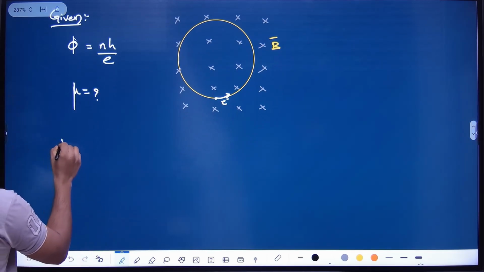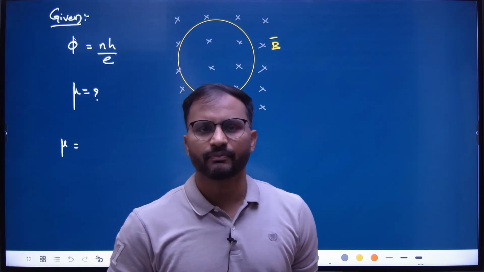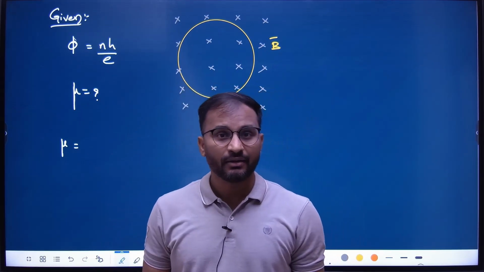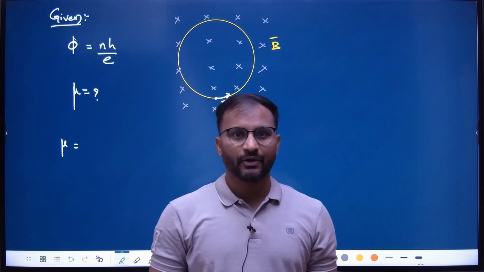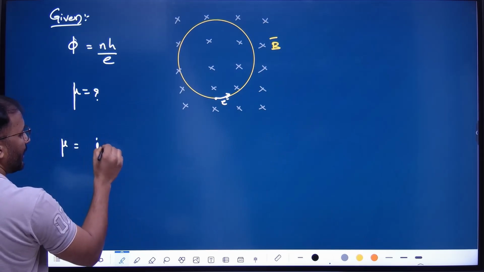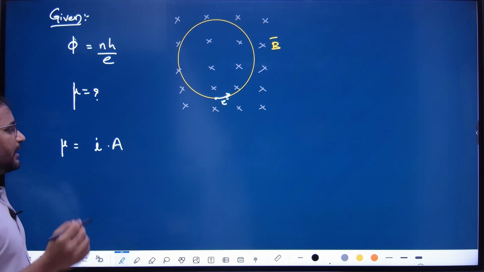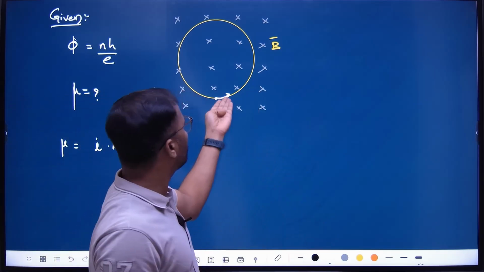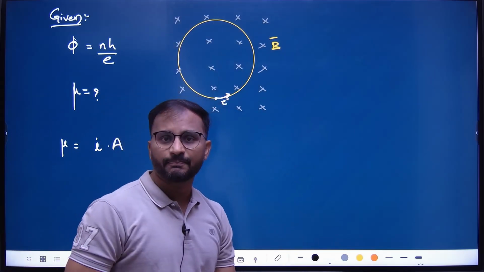So what is mu, sir? Mu is usually calculated for what? You tell me. Magnetic moment is calculated for a current carrying loop, right? If there is a current carrying loop, then the magnetic moment is defined as I into A, where I is the current in that loop and A is the area of that loop. But here, where is the current carrying loop? There is no current carrying loop. There is an electron which is moving in a circular path.